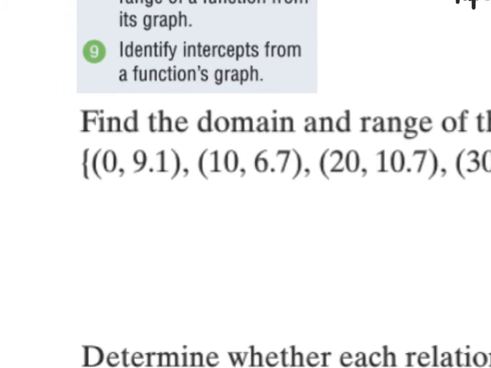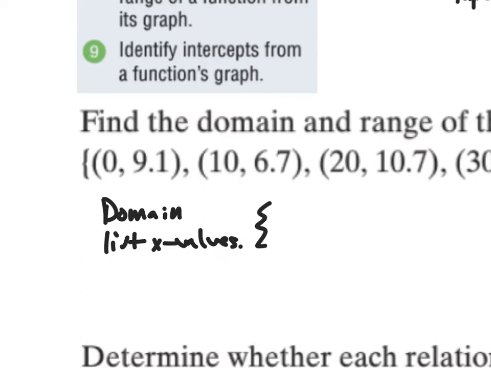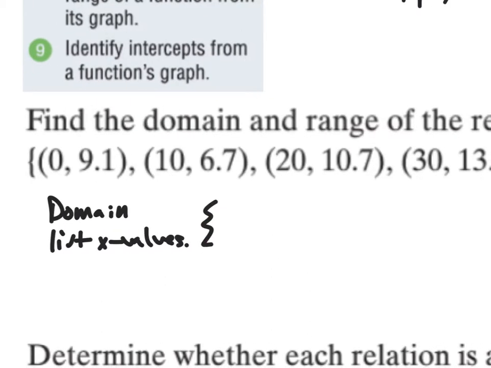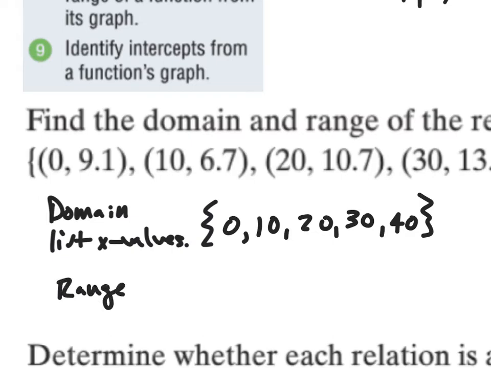When I write my domain of this relation, I'm going to list my x values, and that's simply it. I put a little squiggle to show a grouping of numbers. My numbers are 0, 10, 20, 30, and then 40, and that is my domain. If I wanted to list out my range, this means I list my y values.